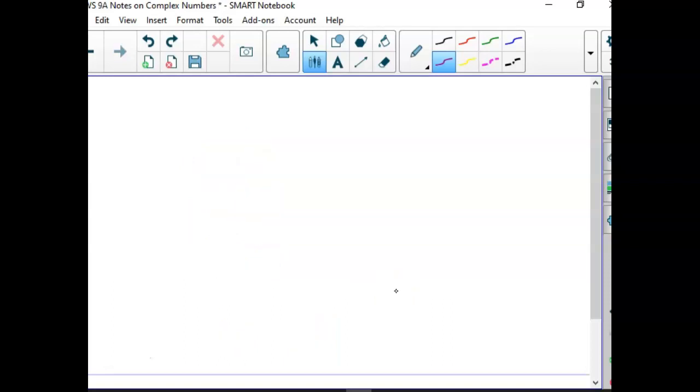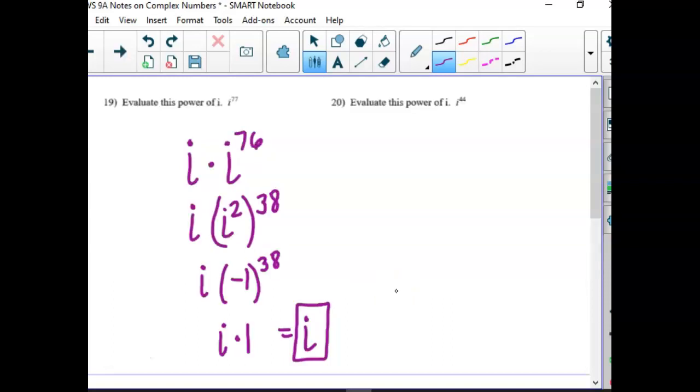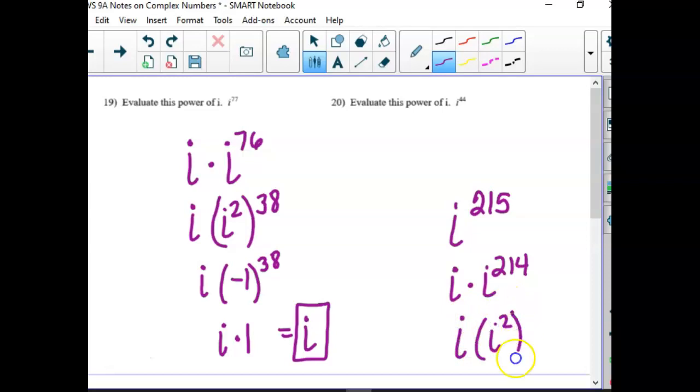Is there more or no? Should I make up a couple? Let's do another odd one. i to the 215. The first step you would do would be to take 1 out. So you'd have an i times an i to the 214. Then what's the next step? Divide by 2. So we'd have an i squared times, oh Lord, 107? Okay.